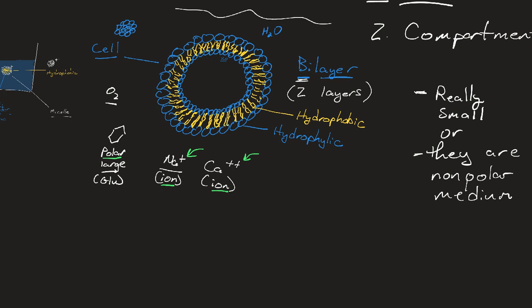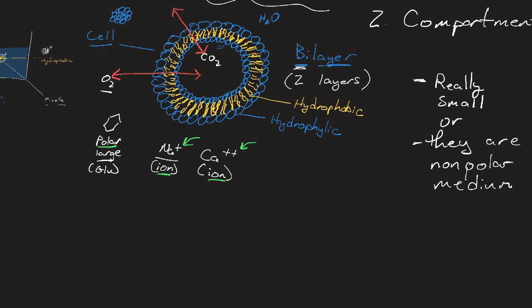So this little oxygen molecule is nonpolar. We talked about that. I'm not going to go back and talk about it again. But it's nonpolar and it's small, so it literally goes right through the membrane into the cell. CO2, carbon dioxide, goes right through the membrane because it's small and it's nonpolar. It goes in and out both ways without any problem. They're small and nonpolar. But what about sodium?